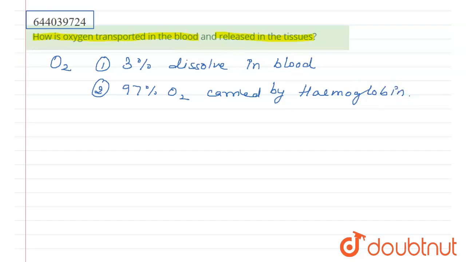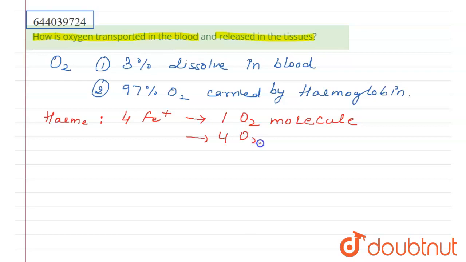So in hemoglobin there is a heme part which has 4 iron attached to it. Each iron molecule carries one oxygen molecule. So 4 molecules of iron carries 4 oxygen molecules. So there are two reasons behind the hemoglobin being a carrier molecule of oxygen.